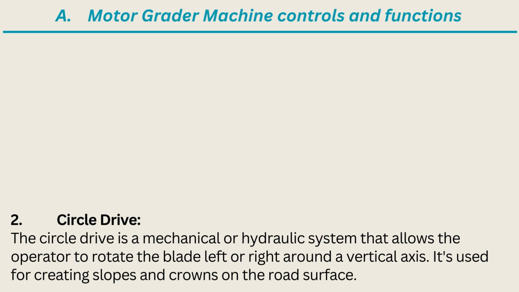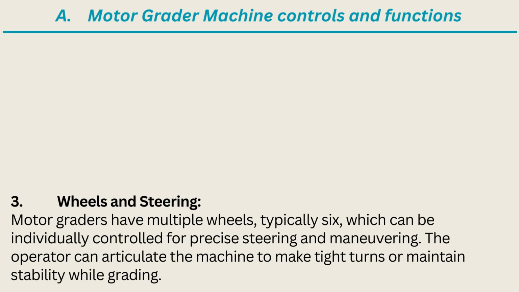2. Circle drive. The circle drive is a mechanical or hydraulic system that allows the operator to rotate the blade left or right around a vertical axis. It's used for creating slopes and crowns on the road surface. 3. Wheels and steering. Motor graders have multiple wheels, typically 6, which can be individually controlled for precise steering and maneuvering. The operator can articulate the machine to make tight turns or maintain stability while grading.